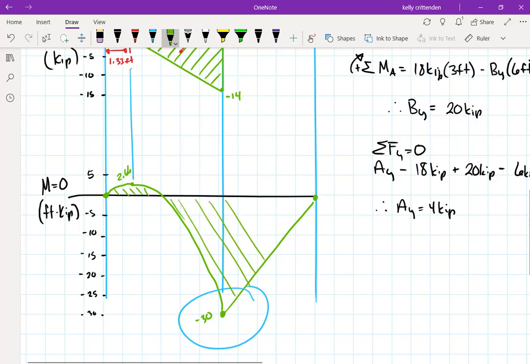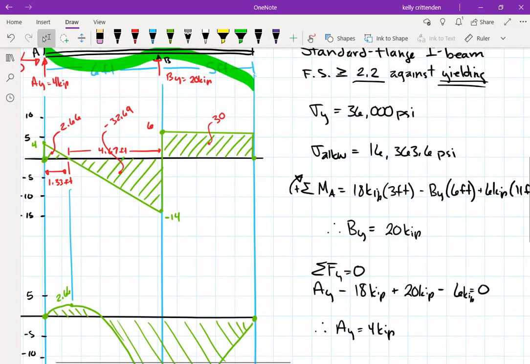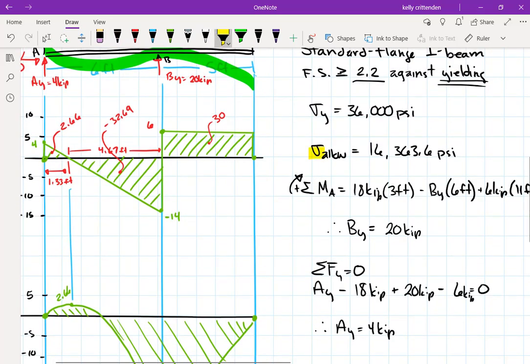So this one, you go through here, and your maximum bending moment is this negative 30. So M max is negative 30 kip feet. All right. Now we can take this information along with this allowable stress information, and figure out what S needs to be.